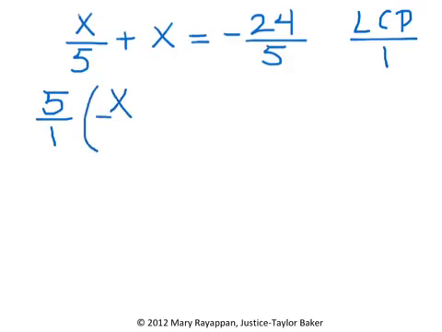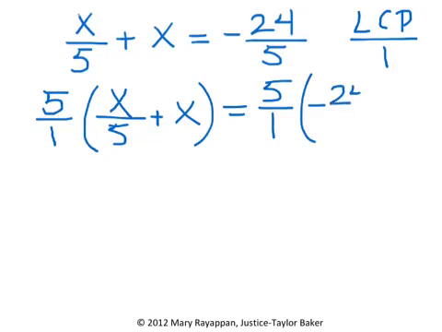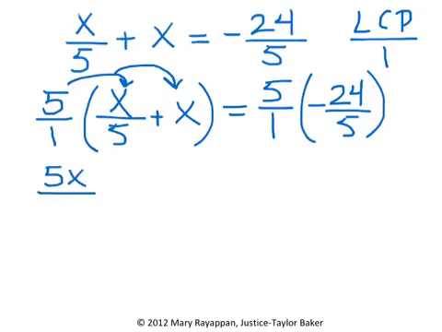So that's going to be times this side, x over 5 plus x, and the other side as well, 5 over 1 times negative 24 over 5. Now, in order to multiply this through, you notice on this side, we're going to have to distribute. So we're going to have to multiply that 5 over 1 times both of the terms inside the parentheses. For the first one, we're going to have 5 times x, or 5x, over 1 times 5. For the next one, we're going to have 5 times x over 1 times 1.